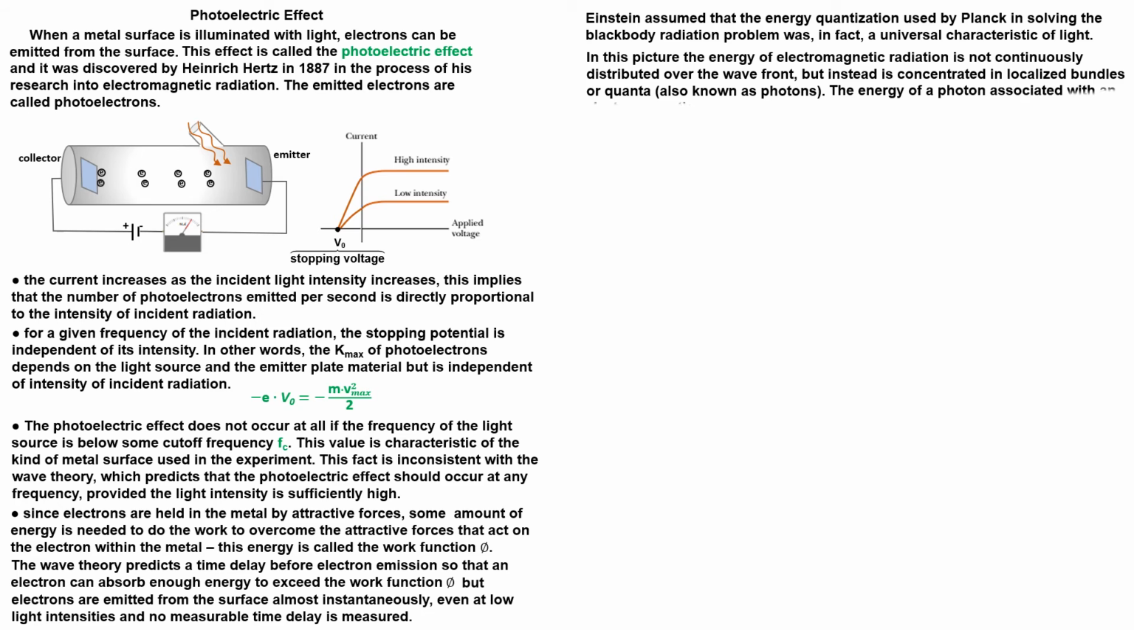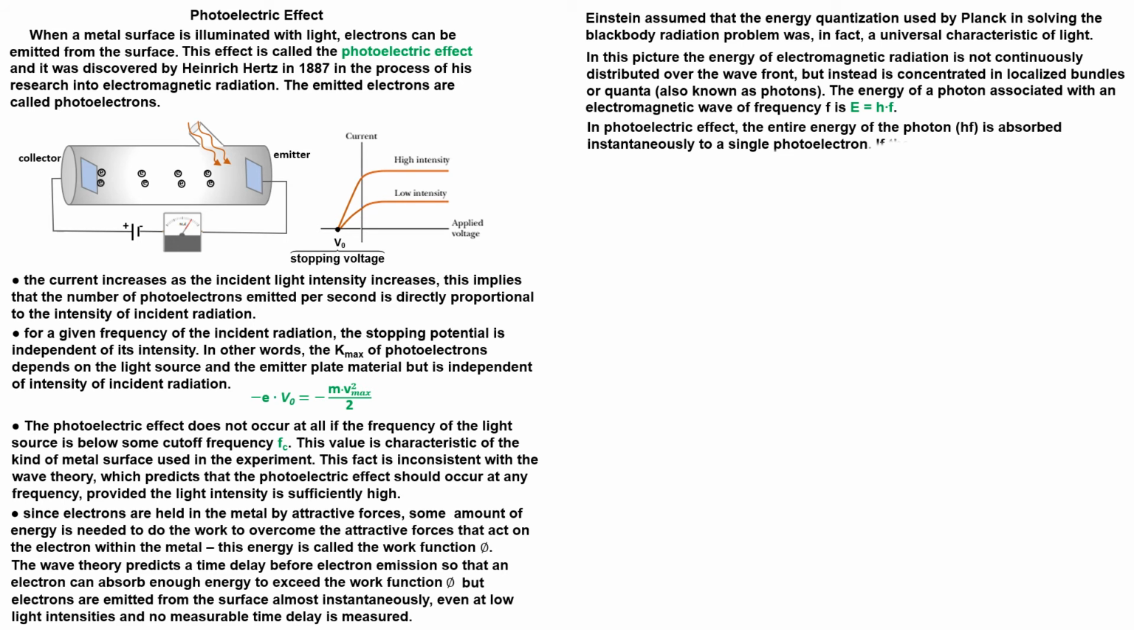The energy of a photon associated with an electromagnetic wave of frequency f is given as follows. In the photoelectric effect, the entire energy of the photon is absorbed instantaneously by a single photoelectron. If the photon energy exceeds the work function, the excess energy appears as the kinetic energy of the electron, and the stopping potential should be given as follows. With the photon theory of light, we can explain the previously mentioned features of the photoelectric effect that cannot be understood using concepts of classical physics.